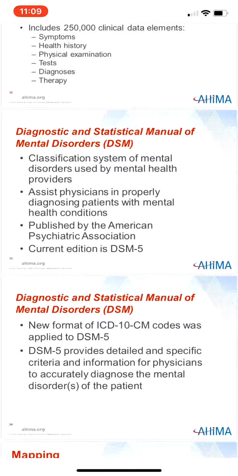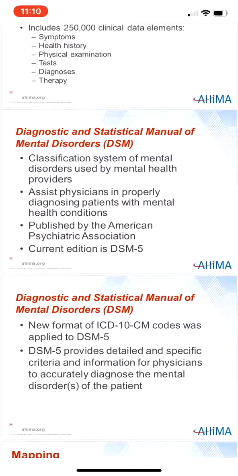It is now linked to the implementation of the International Classification of Diseases 10th Revision Clinical Modification, or ICD-10-CM, in the U.S. The new format of ICD-10 codes was applied to the DSM-5 so that its release coincided with the implementation of ICD-10-CM. DSM-5 provides detailed and specific criteria and information in order for physicians to accurately diagnose the mental disorders of the patient. Along with this information, an ICD-10-CM code is provided. ICD-10-CM includes mental disorders and all other diagnoses, but it only provides a list of diagnostic codes and does not provide the detailed information about the diagnosis.